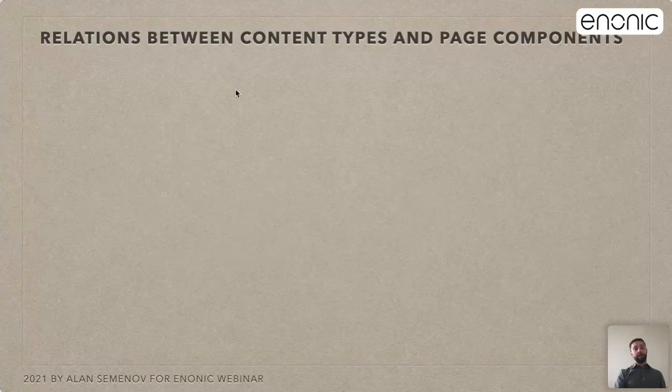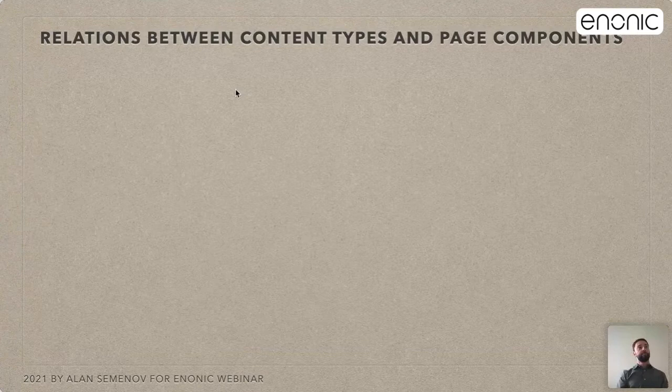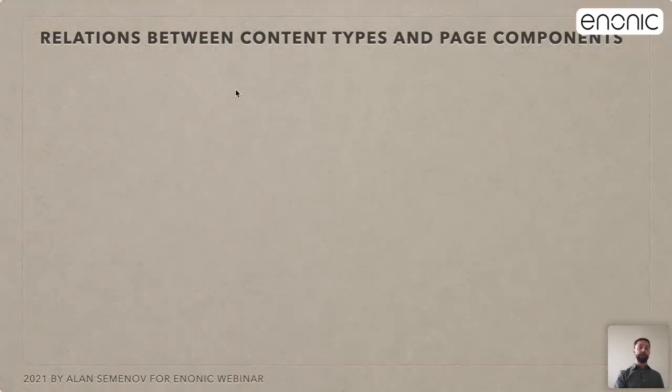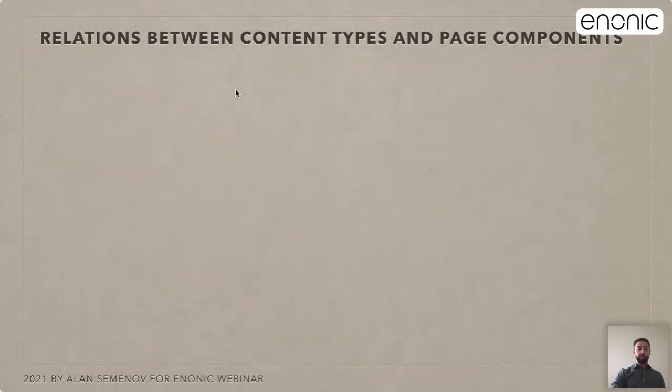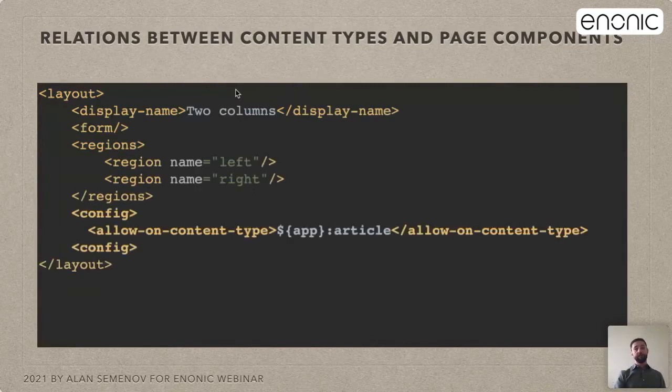After enabling relations between content types, we thought, hey, why don't we allow building relations between content types and page components like parts and layouts? Let's say I have some special layout which you only want to use for blog articles. Layout schema has got the new config object and the new property called allow on content type, which you can use to specify one or more content types.